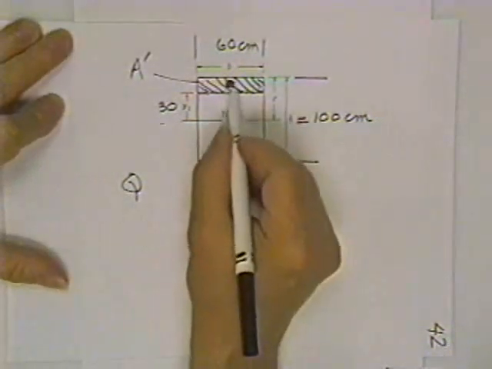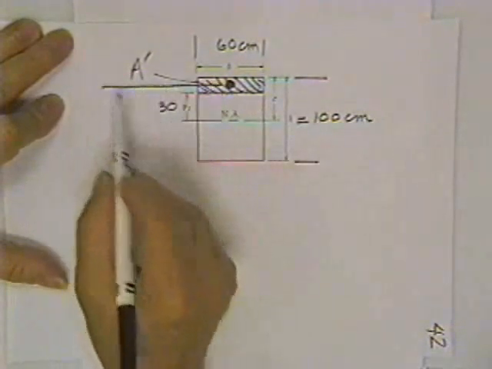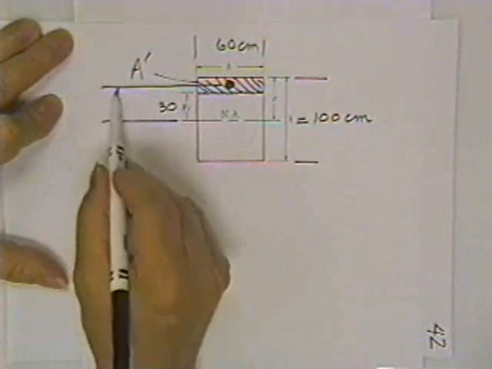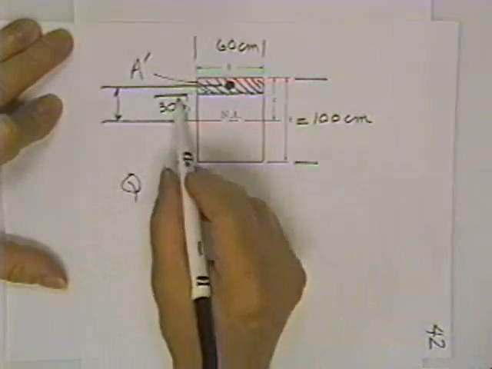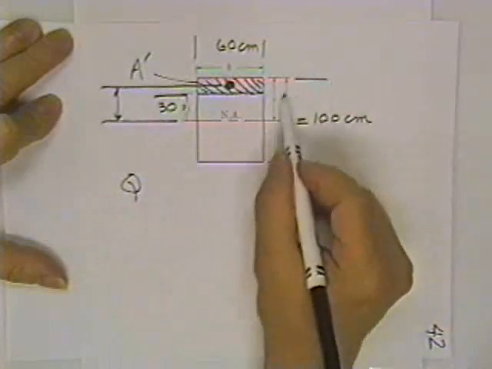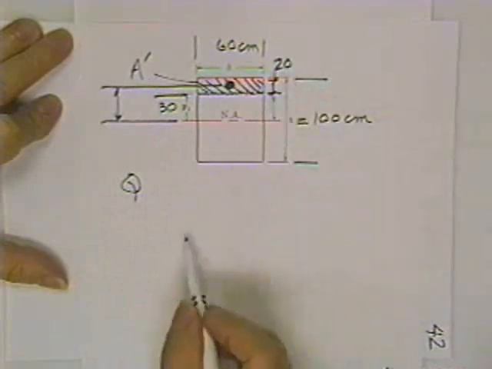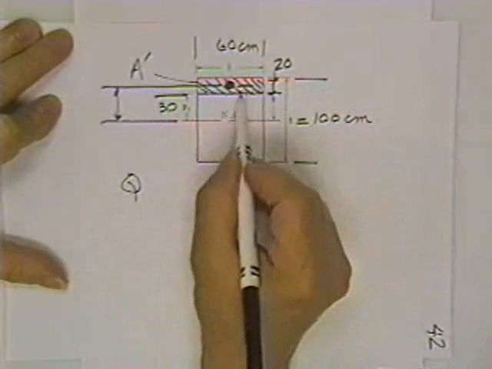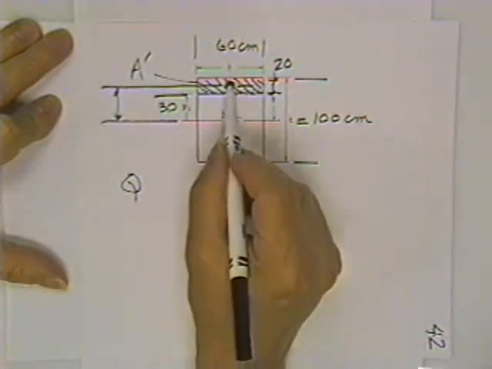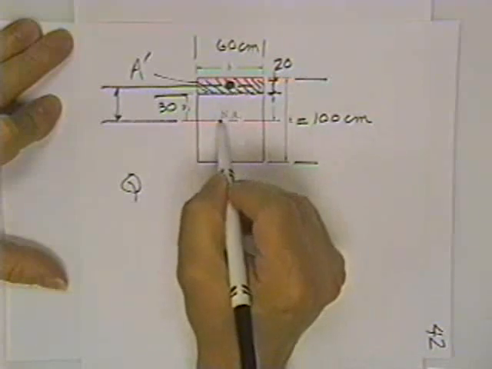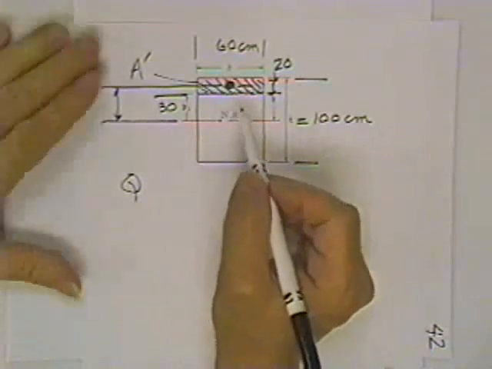Here is the centroid of the crosshatched area, and it is this far from the neutral axis. Now, since this is 30, then this is 20. And since that's 20, this is 10. And so the distance from the centroid of the crosshatched area to the neutral axis is 40. That's what your notes call Y bar.